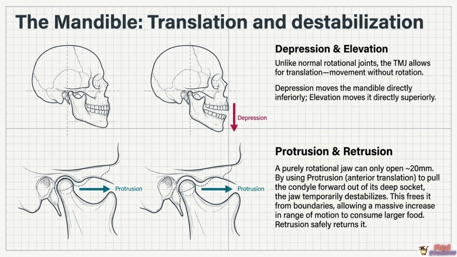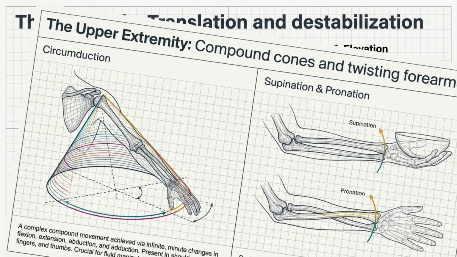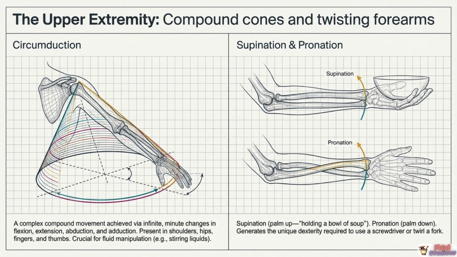The condyle slides forward out of its deep socket in a process of intentional, temporary destabilization. By escaping the boundaries of its socket, the jaw gains a massive increase in range of motion, allowing you to bite into large food items. Retrusion then safely pulls the condyle back into its socket. Depression and elevation handle the vertical open and close motion. This combination of rotational and translational mechanics makes the TMJ one of the most biomechanically unique joints in the entire human body.